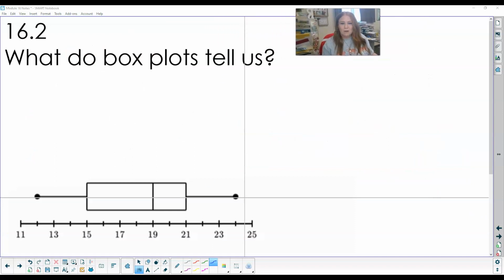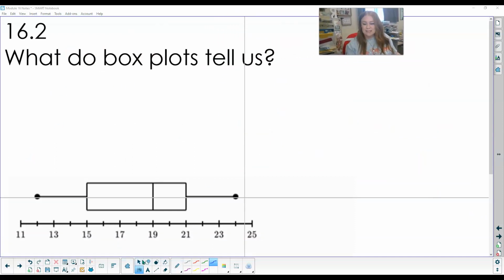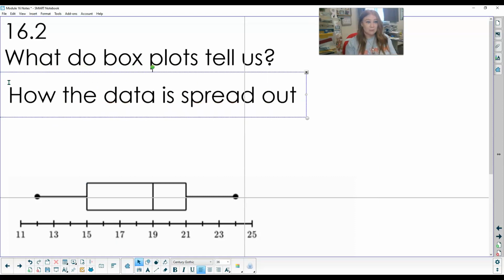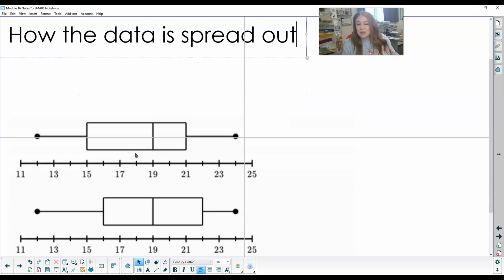So now what do these box plots tell us? They are telling us how the data is spread out. Just like we were just talking about, is this data in tight groups? Is it all very close together? If it's very close together, you're going to have a very packed in box and whisker plot. If it's spread out, it's going to have longer things. So let's take a look at a couple here.